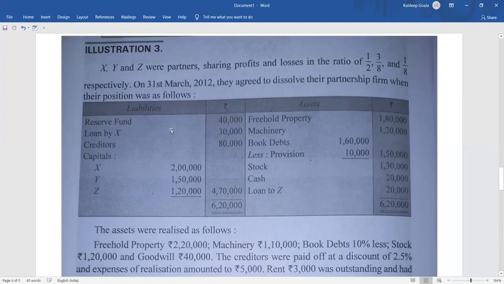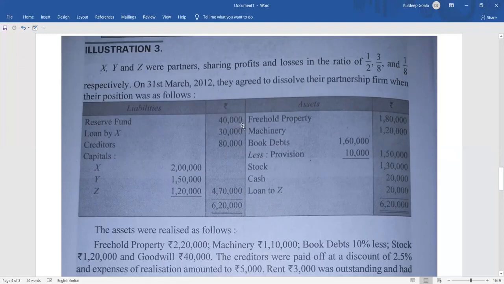Then coming to the continuation of the question, on 31st of March 2012, they decided to dissolve the business. They agreed to dissolve their partnership firm, where their position was as follows. The reserve fund was 40,000. So this 40,000 will go to the partners capital account.